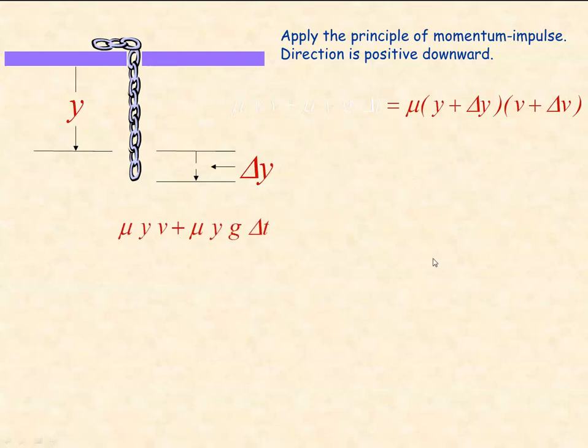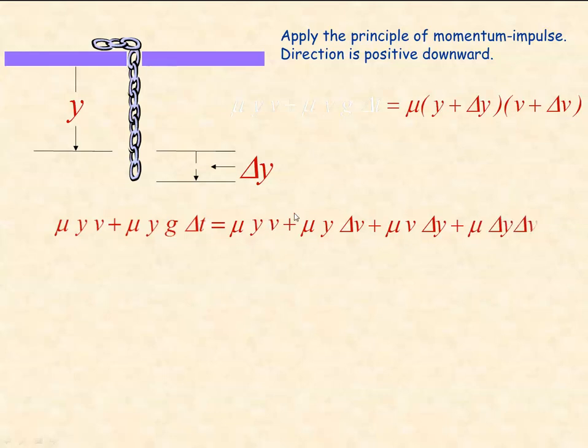So if you start manipulating this equation a little bit, we're going to do it by looking at these terms expanded out. Mu times y times v is one term. Mu times y times delta v is another term. Mu times delta y times v is another. And then mu times delta y delta v is the last. Now what we're going to do next is divide through by delta t. First of all, you notice this term and this term are going to go away, and every other term left has a delta something in it. So we're going to divide through by delta t and then take the limit as delta t approaches 0.